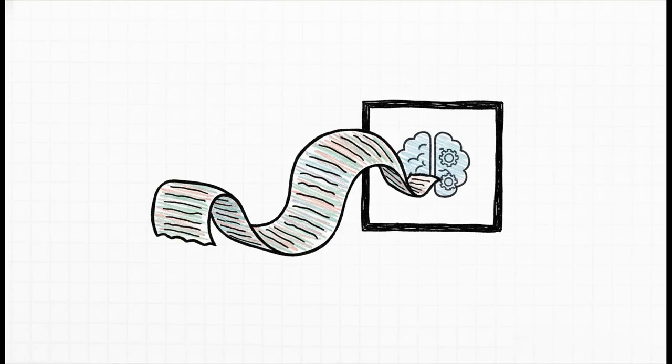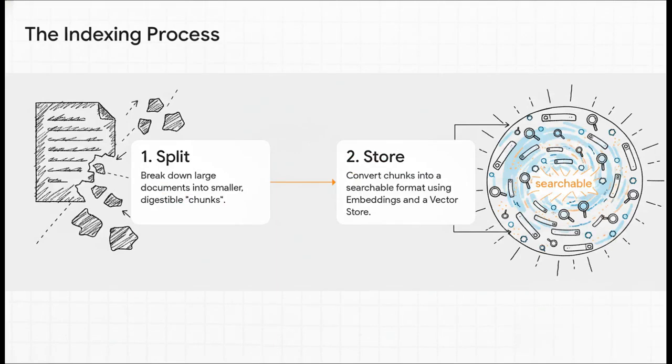You can't just hand a 100-page PDF to an LLM and say, go for it. These models have something called a context window, which is basically a limit on how much information they can look at in one go. A really long document would just completely overwhelm it. So how does our librarian solve this? With a pretty clever two-part strategy. First, it splits those big, long documents into smaller, more manageable chunks.